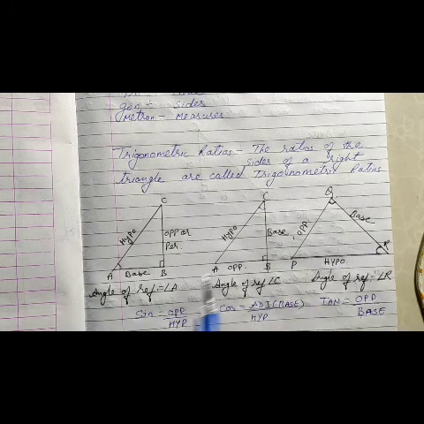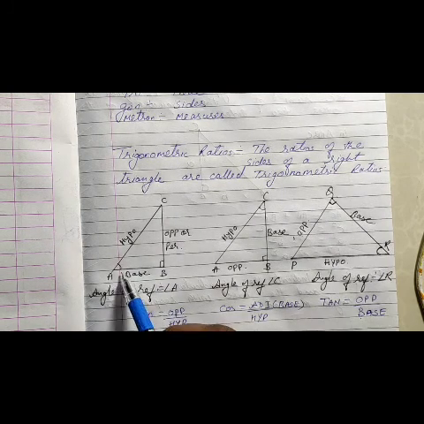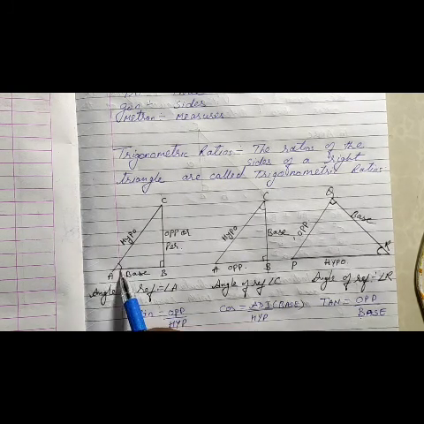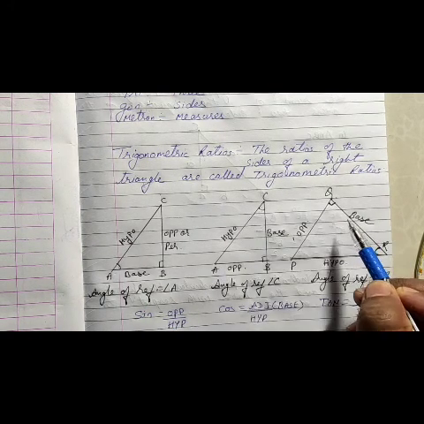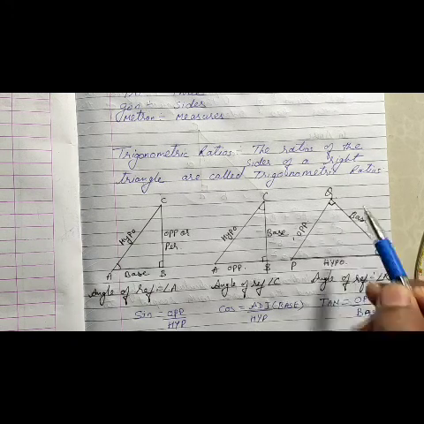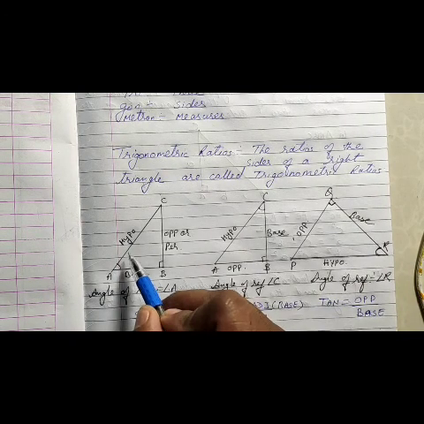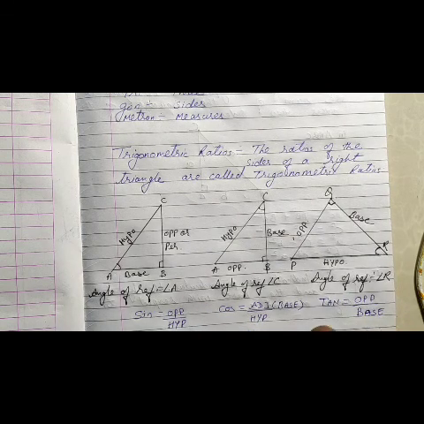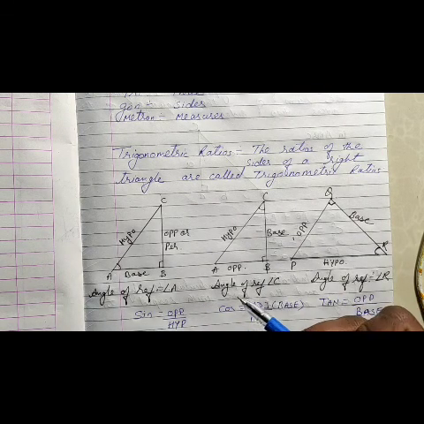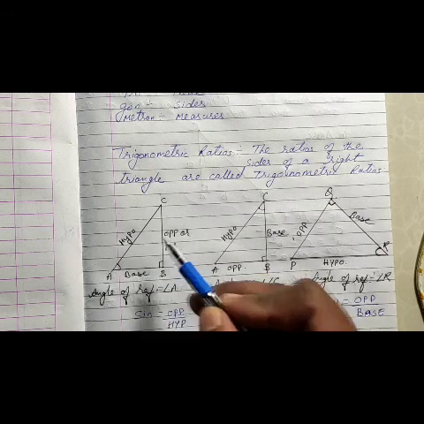Now, there are three figures. Angle of reference A. In this figure, we can see the angle of reference is angle A. Second figure, angle of reference is C. And in this figure, angle of reference is Q. So, here the angle of reference can change the base and opposite sides, but the hypotenuse remains the same.